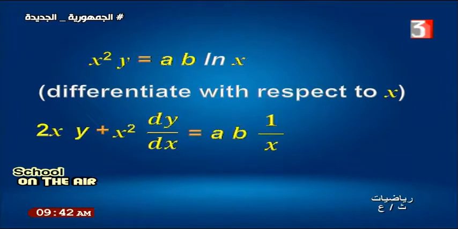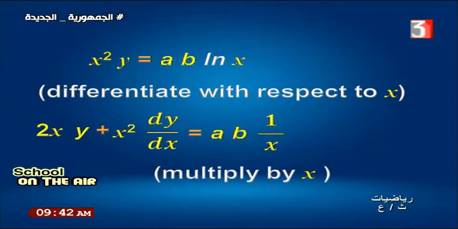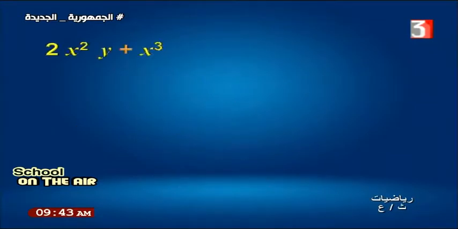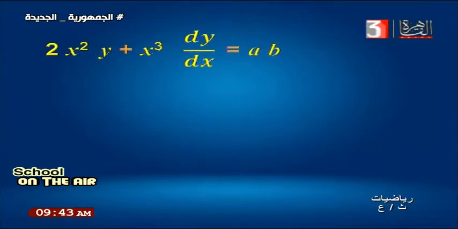Now multiply both sides by x. Then the left hand side is 2x^2 y + x^3 dy/dx, which equals the right hand side ab. Note that the right hand side is a constant. A times b is a constant value.